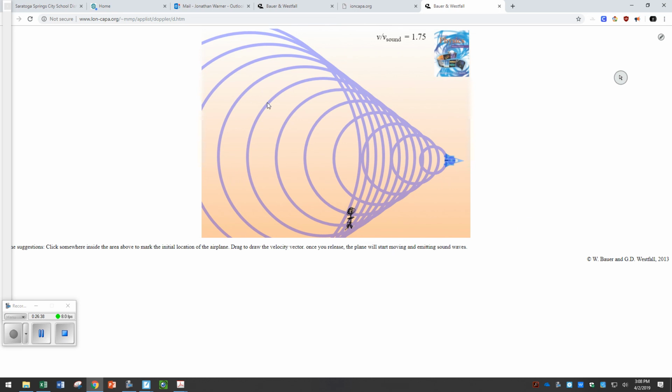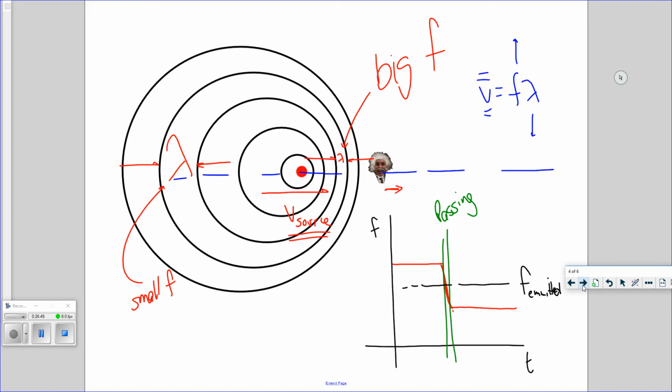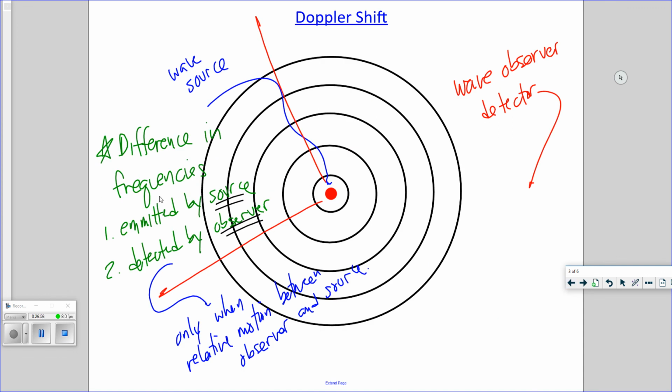Okay? So, thank you to the Ion Kappa folks, and nice little app out there, demonstration of the Doppler Shift. This gives you a good way to get squared away on what it's about. Here's what you gotta know for sure. The emitted frequency does not change. The frequency that the person emitting the source emits is constant regardless. The difference is in the detected frequency by something else that's standing around listening or watching.